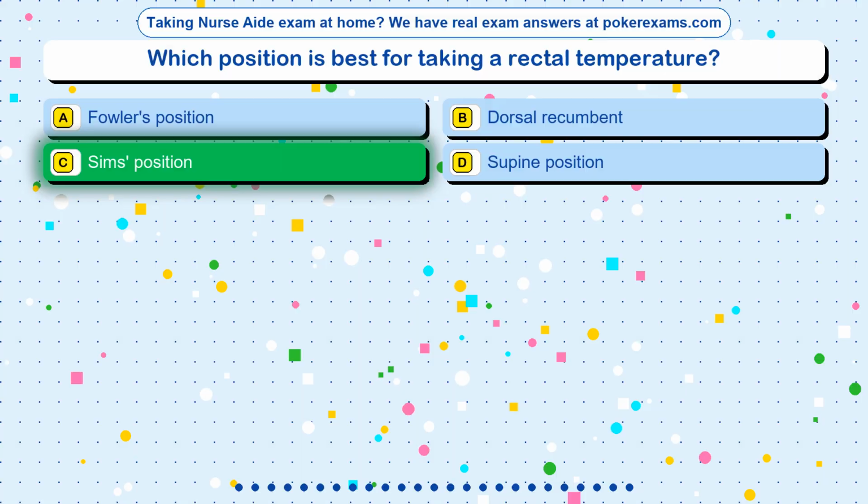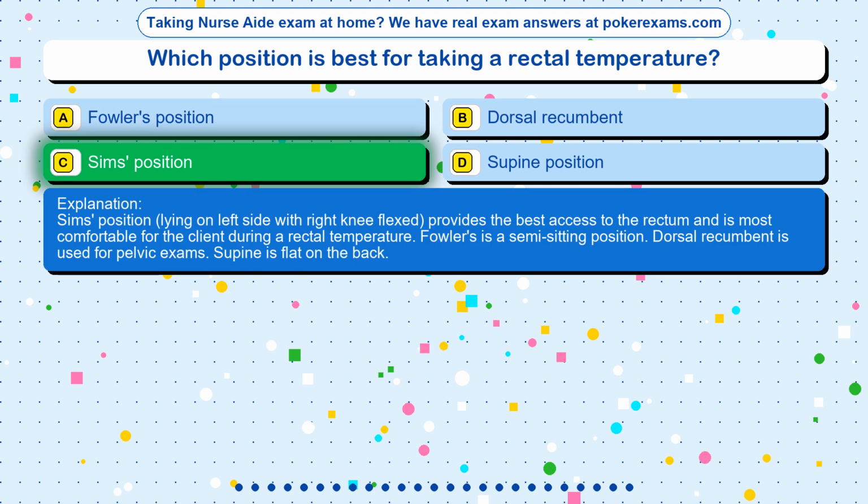The correct answer is option C. Sims position. Sims position, lying on left side with right knee flexed, provides the best access to the rectum and is most comfortable for the client during a rectal temperature. Fowler's is a semi-sitting position. Dorsal recumbent is used for pelvic exams. Supine is flat on the back.